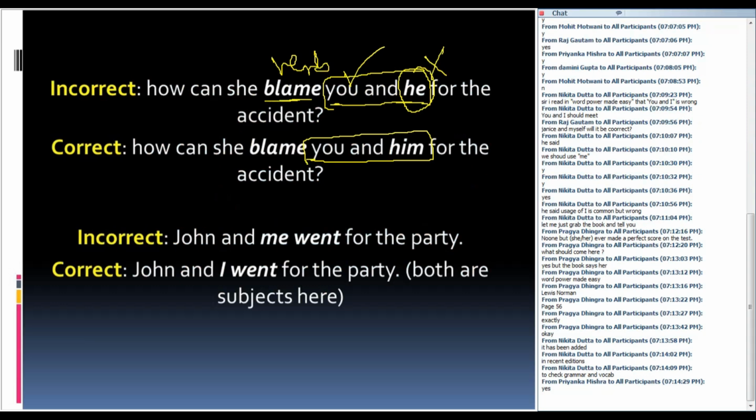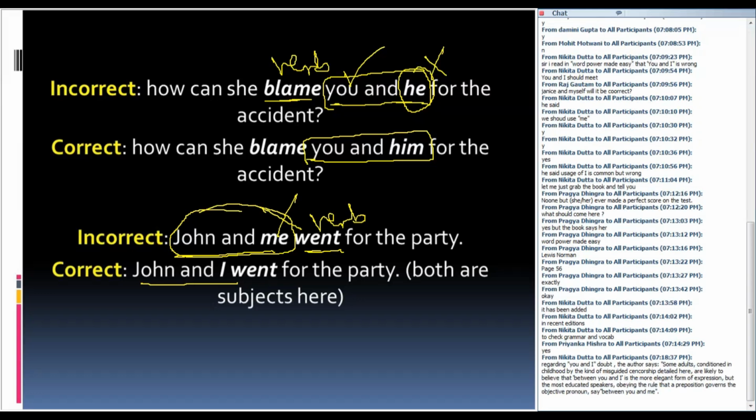Similarly, John and me went for the party. Went is the verb. Before the verb, I will have to use the subjective case of the pronoun. Me is wrong because me is objective case. I'll have to say John and I went for the party. And I think Nikita, over here, this is clarified. The thing that you were talking about. John and I.